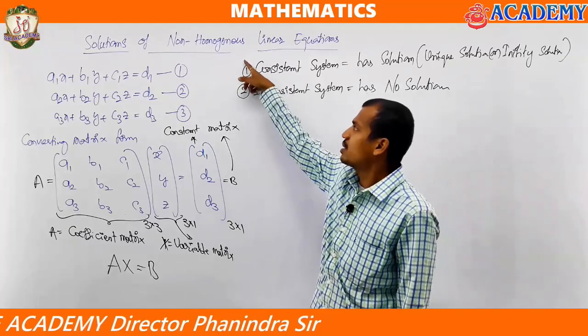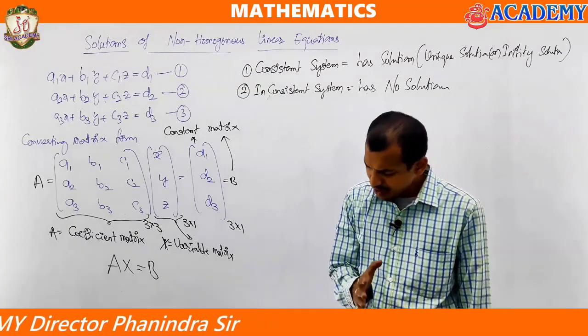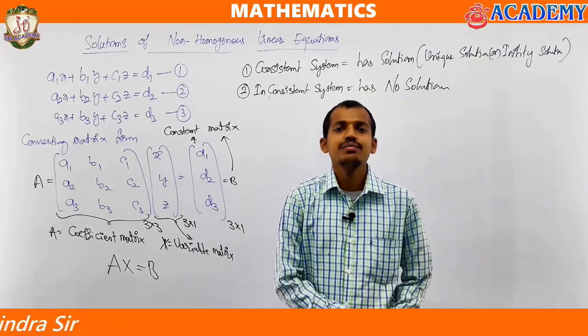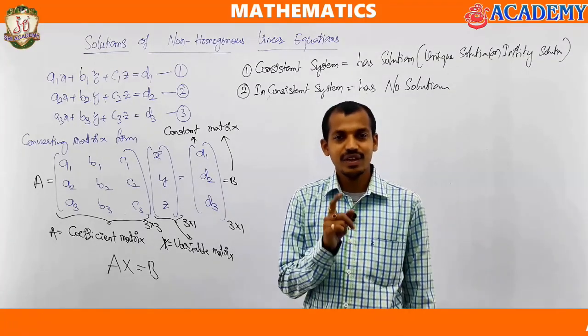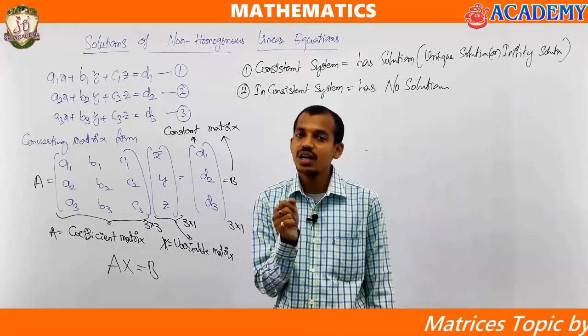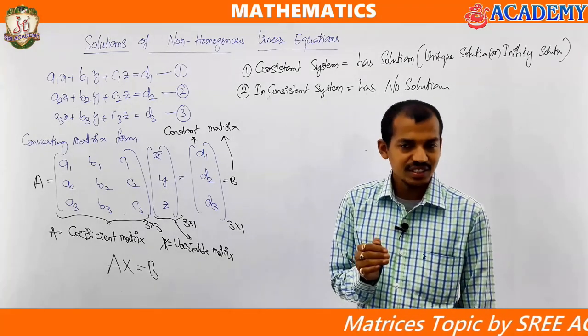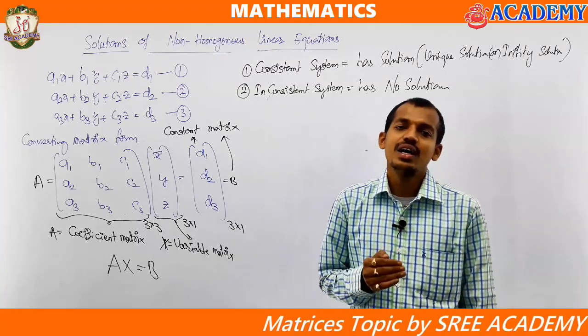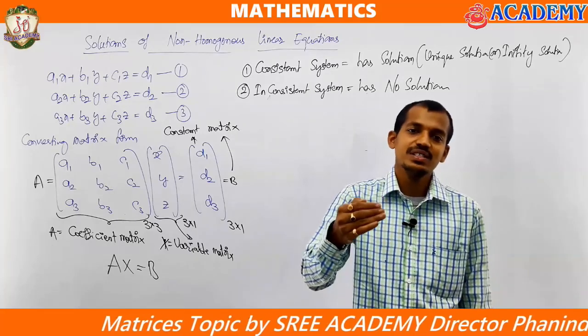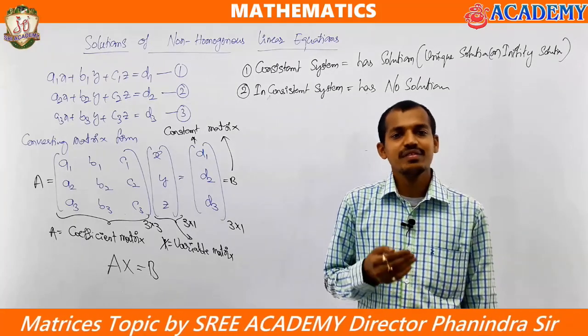But for non-homogeneous system, in your syllabus, we are going to have three methods. One is inverse matrix method, another one is Cramer's rule, another one is Gauss-Jordan method. But we are not discussing these three methods, but I will give a description about what is inverse, what is Cramer's rule, what is Gauss-Jordan method.